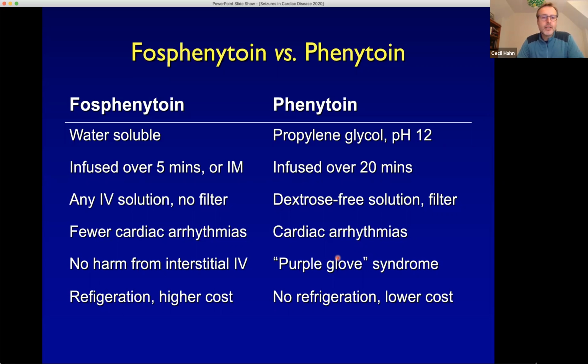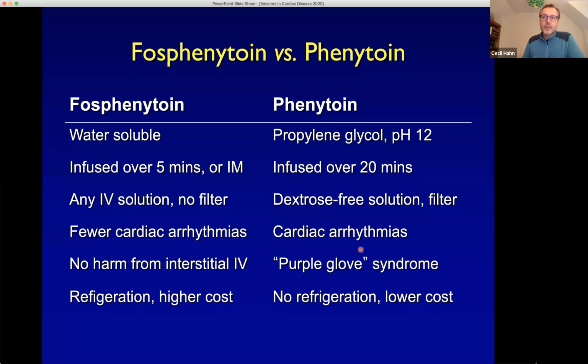Both drugs can cause cardiac arrhythmias, but phenytoin seems to be a little higher risk, probably because of the propylene glycol actually, because the active agent is the same. So fosphenytoin gets converted rapidly to phenytoin in the bloodstream in about 5 minutes. So although you can infuse it faster, it takes about 5 minutes to become active. And so the differences start to become less obvious when you look at time to action.